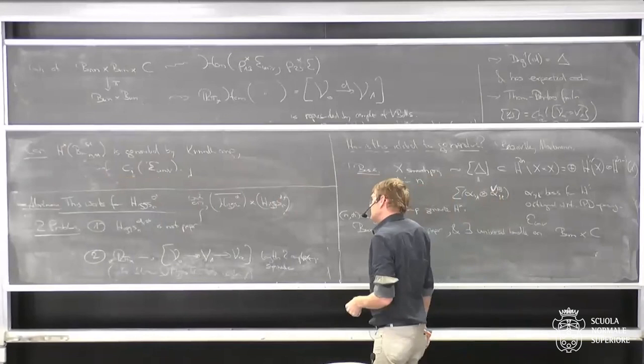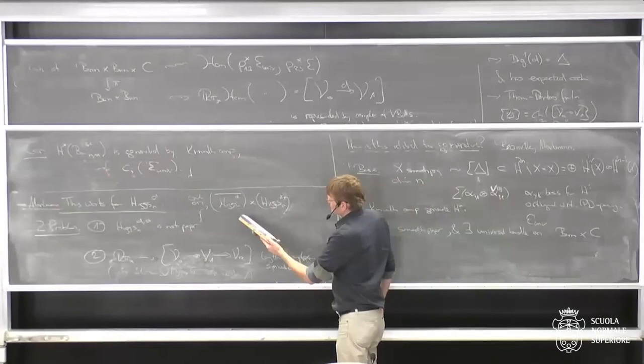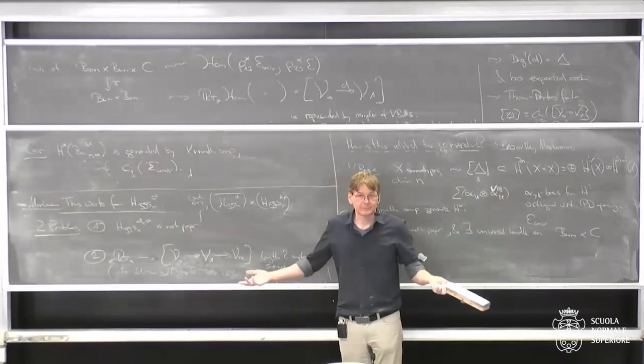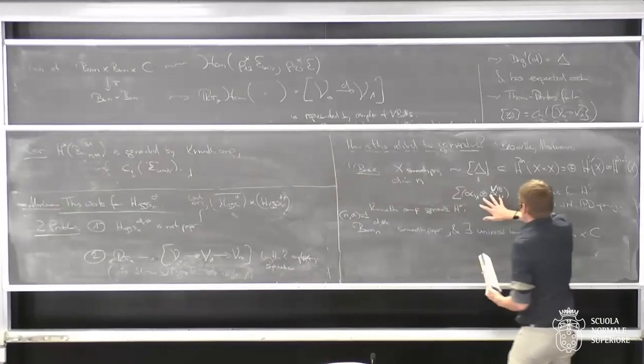So for this, you don't really need properness because it's just a statement of the cycle classes. The problem is, if you have something very non-proper, then the statement about the cycle class may not be so interesting because it might just be zero. So you need at least to compactify one of the two factors, I mean, you see in this description of the diagonal here, right?